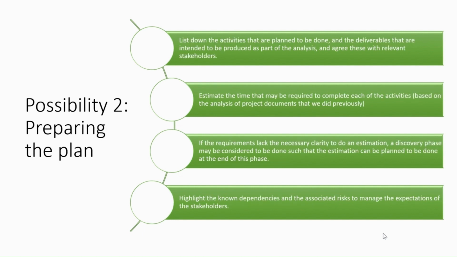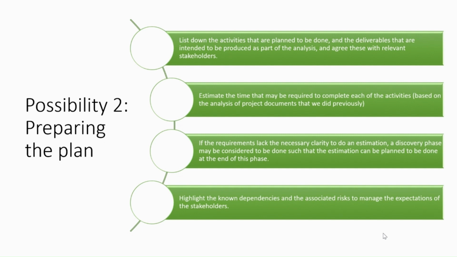Now, let's move on to possibility 2, that is when we are asked to prepare a plan when such a plan doesn't exist. Let's see what is the approach that we can adopt here. The first step will be to list down the activities that we are planning to do and the deliverables that we are intending to produce as part of the analysis. Once we agree these with the relevant stakeholders, this gives the clarity of the scope of work that we are planning to do. Now, we can try to estimate the time that may be required to perform each of these activities based on the analysis of the project documents that we did previously.